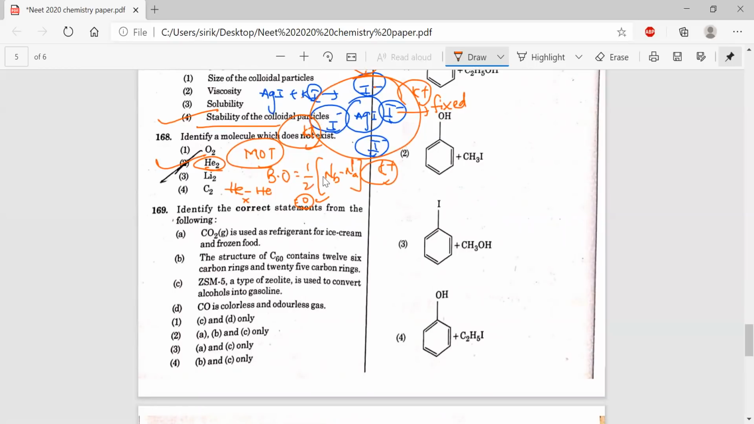CO2 is used as a refrigerant. Yes, it can be used as a refrigerant, but solid CO2 can be used, not gaseous. And C60 contains 12 six-carbon rings and 25 carbon rings. It is given as 26 carbon rings, meaning hexagonal rings, and 12 pentagonal rings. It is reversed, so this is also a wrong answer. And yes, this is correct. ZSM-5 is used to convert alcohols into gasoline, and CO is a colorless as well as odorless gas. Options C as well as D are both correct answers.